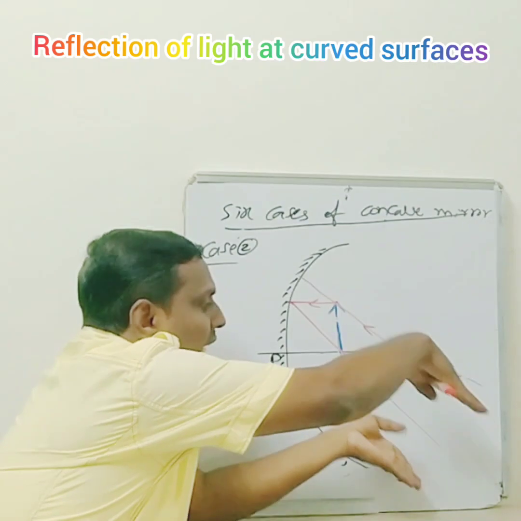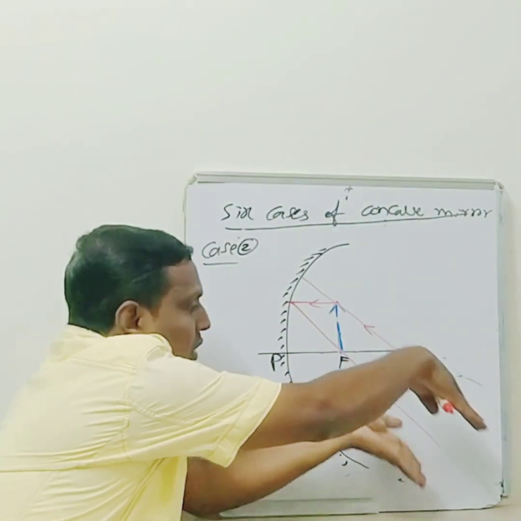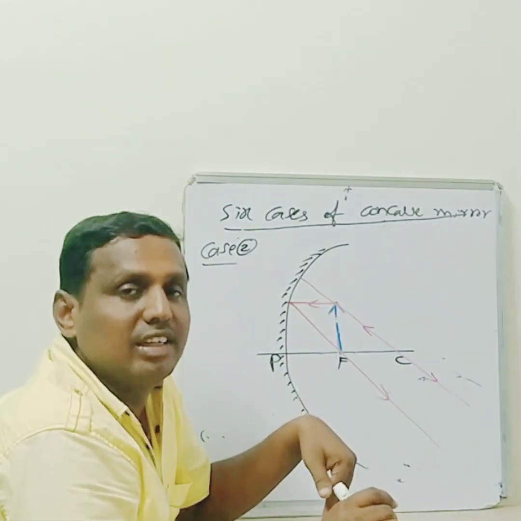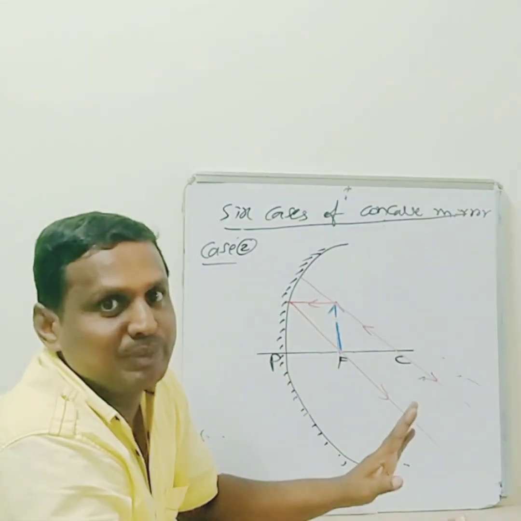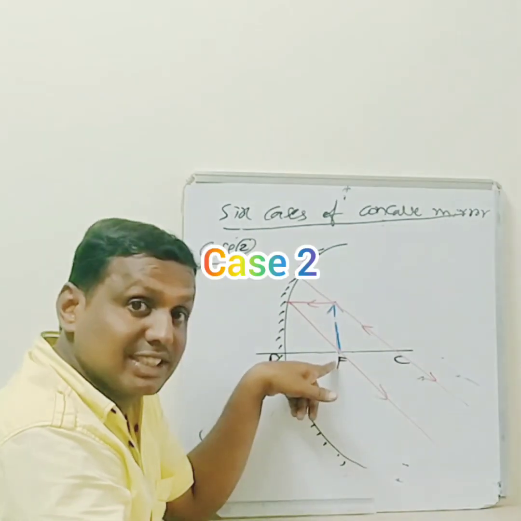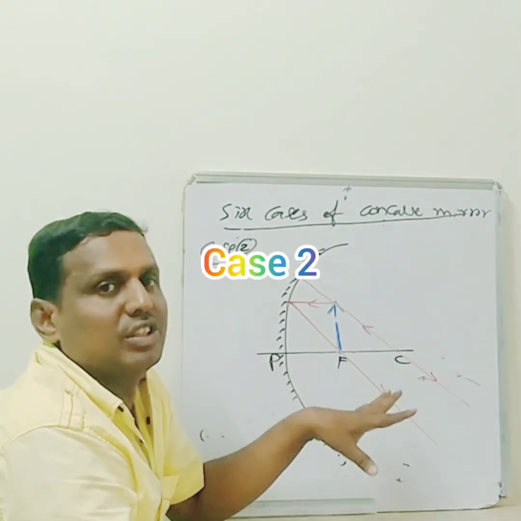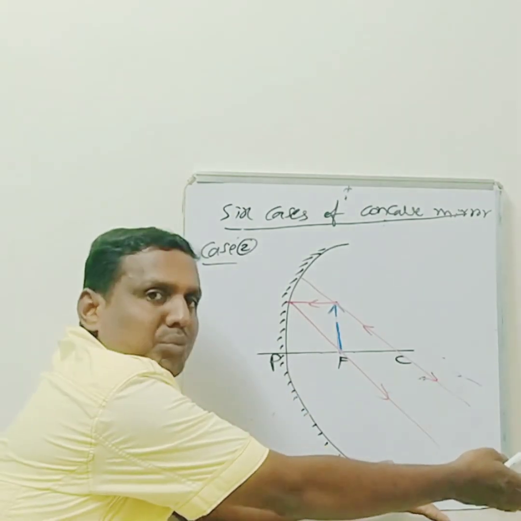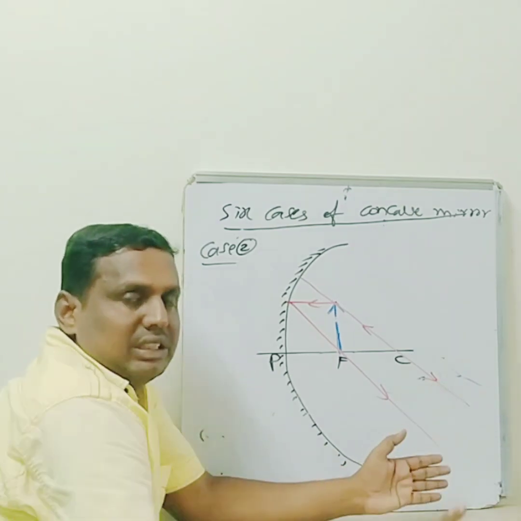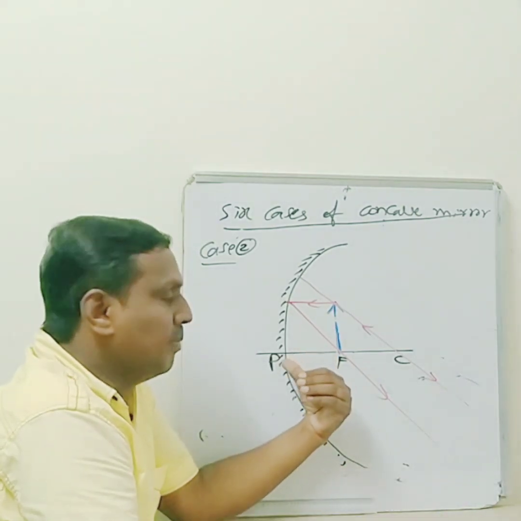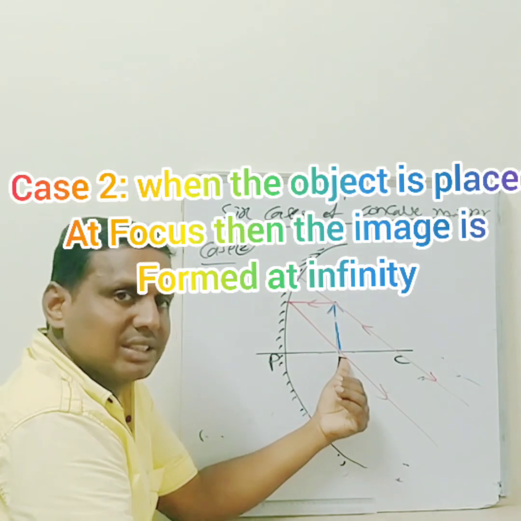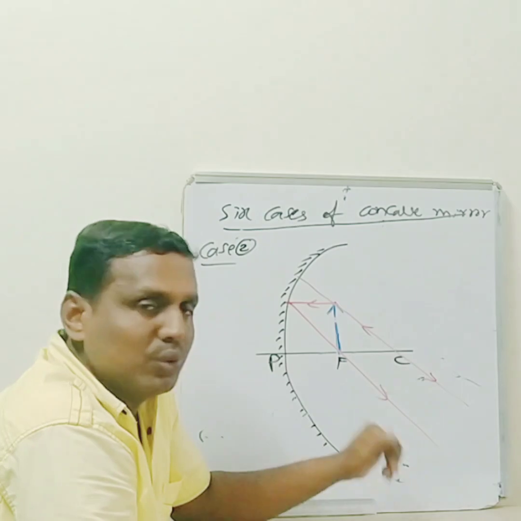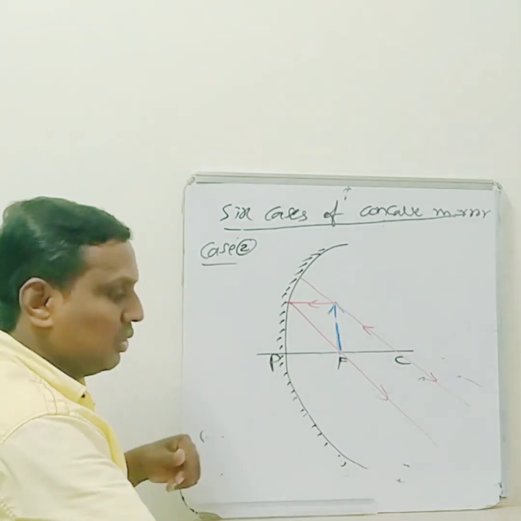So now these two rays, see here, they can meet only at some distance. We don't know where. That's why we can say the image is formed at infinity. When the object is at focus, the image is formed at infinity. That's all. Means we cannot say the exact position, that's why we say infinity. Clear? When the object is at focus, then the image is formed at infinity. Clear? This is case 2. Okay. Next, case 3.